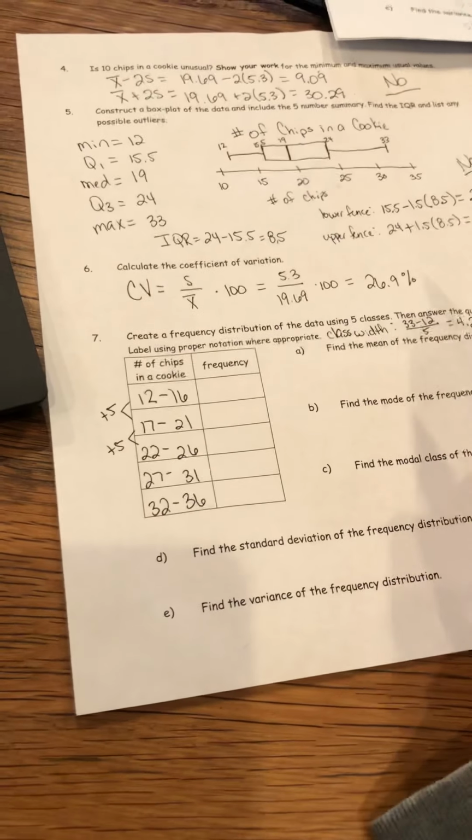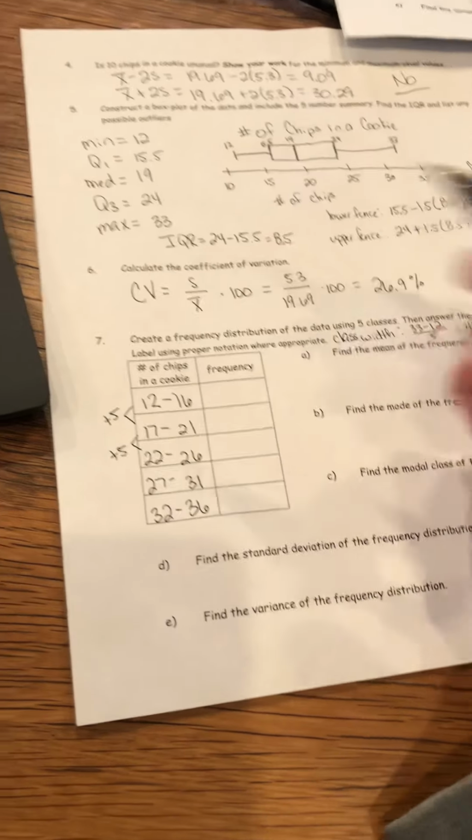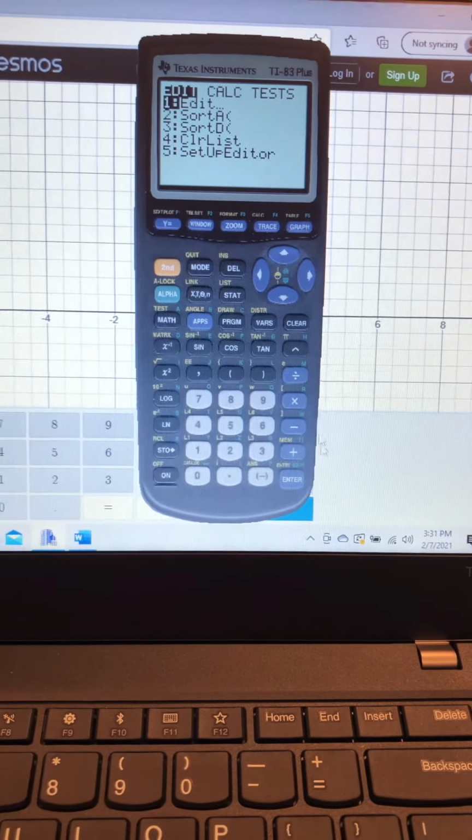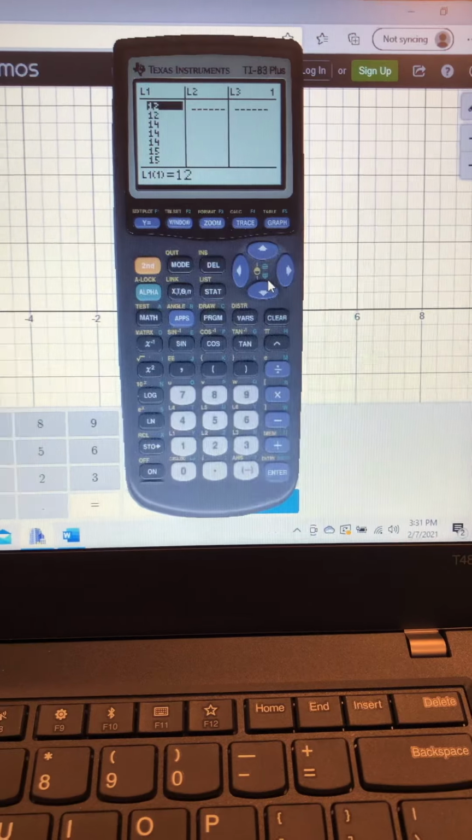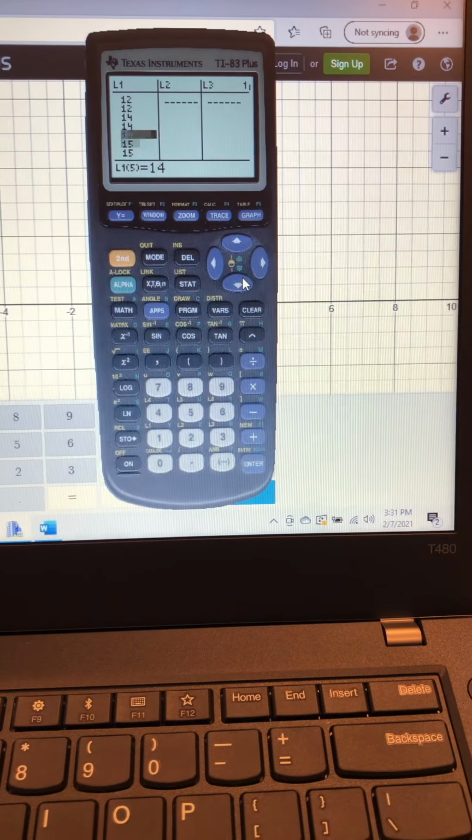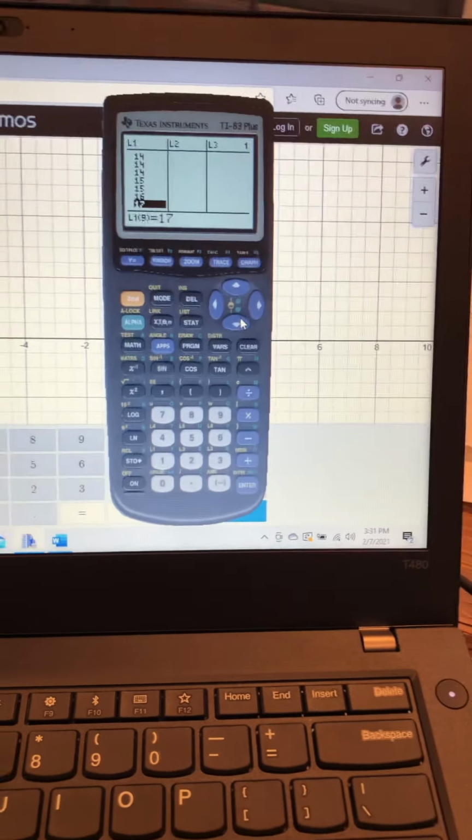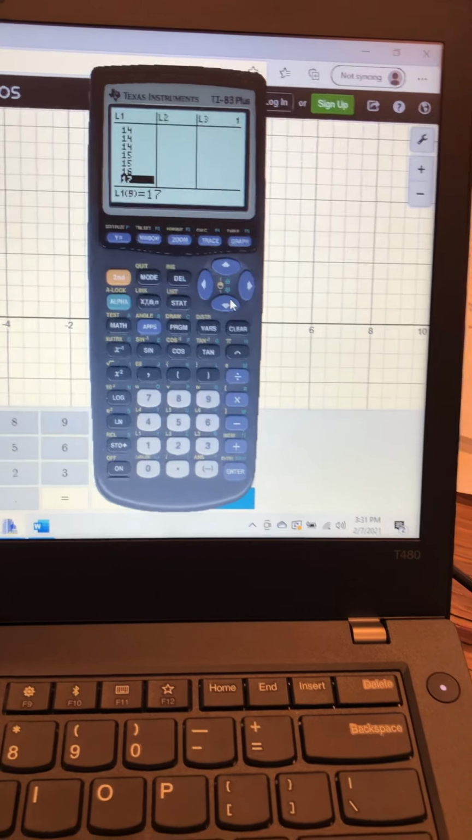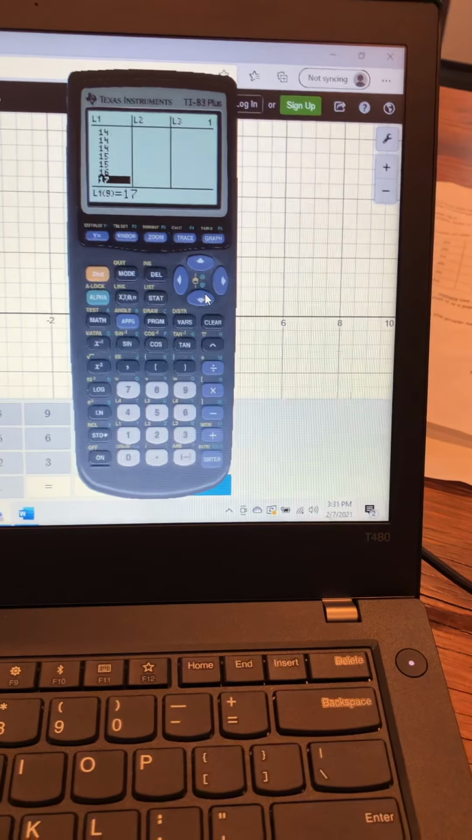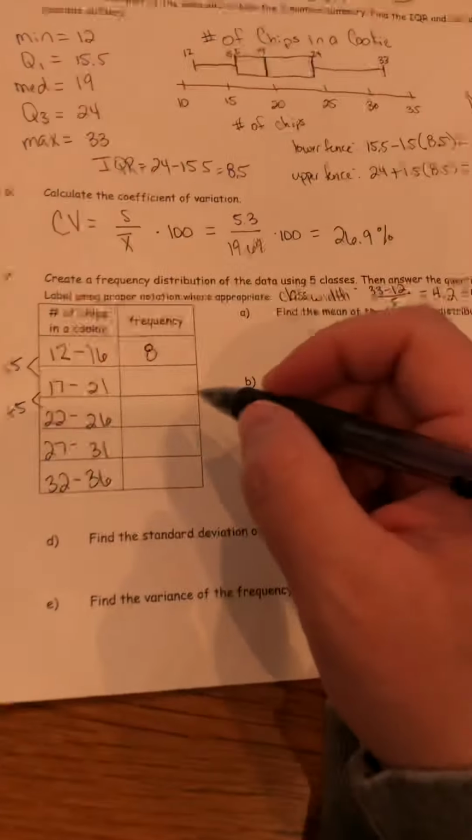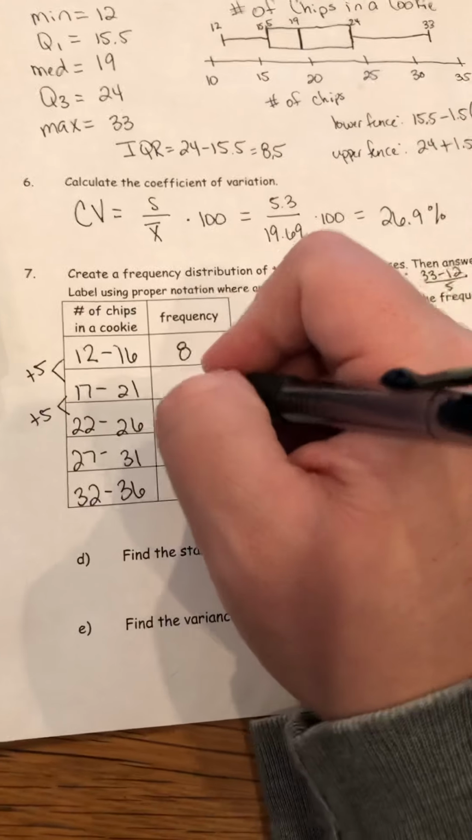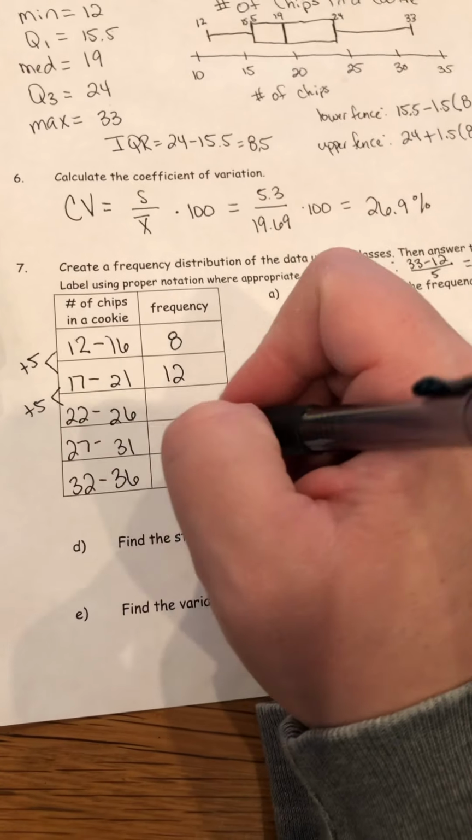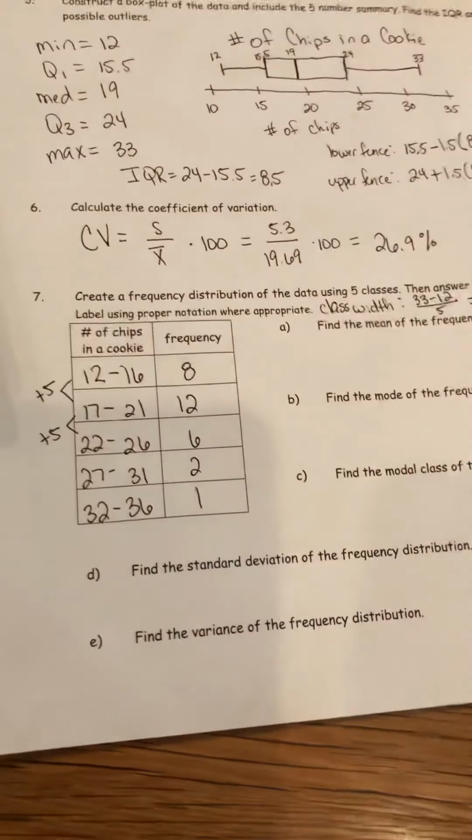This is one where the calculator helps you if you sorted it. Like I said, I'm not sure how to get Desmos to do that, but if I've already sorted it, I can go through and count. Between 12 and 16, I have 1, 2, 3, 4, 5, 6, 7, 8, and then I go to 17. So I've got 8 between 12 and 16. If you've sorted it on the calculator, that helps you with your frequency distribution, or you can tick them off and tally. Anyways, I've already counted these, so I'm just going to tell you there's 8, 12, 6, 2, and 1.